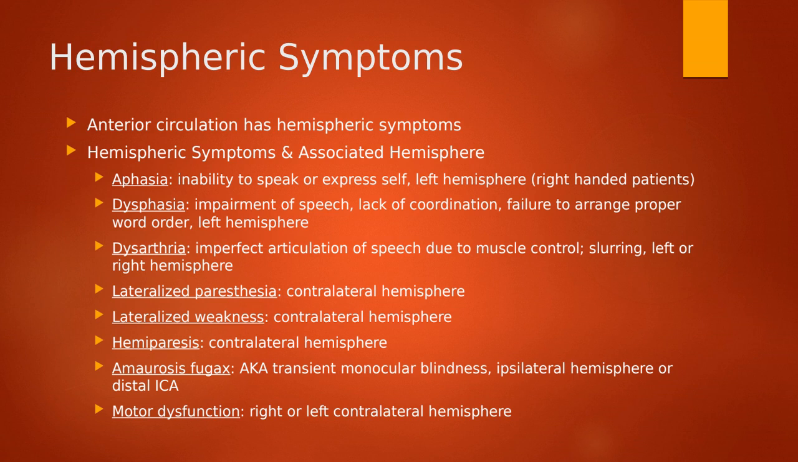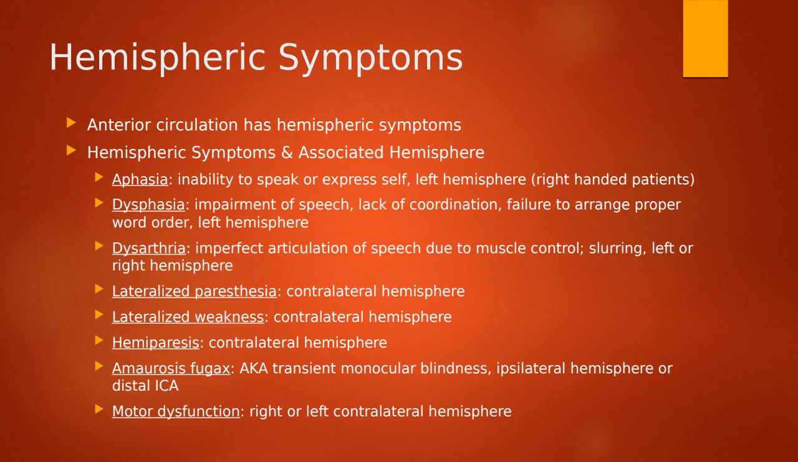Dysphagia is when we have impairment of speech, lack of coordination, failure to kind of get our words out properly. Again, coming from that left hemisphere, regardless of your dominant hand. Dysarthria is the imperfect articulation, a little bit more like slurred speech. This is coming from the left or the right hemisphere. And you will see that muscle control affected on the opposite side of the patient's mouth.